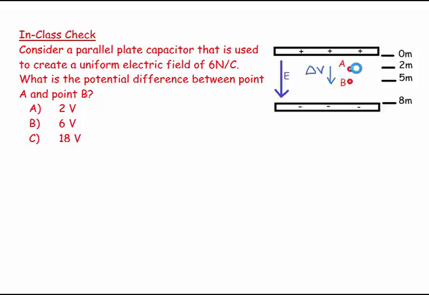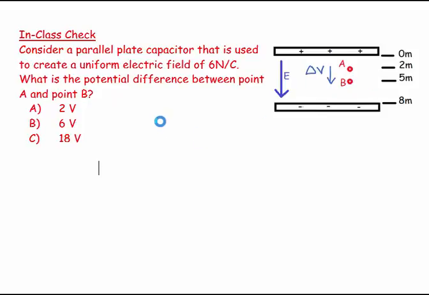So there's nothing moving, there's not a charge moving, it's just my interest that is moving. It's a bit like looking at a map and saying what's the difference in height between this point on the map and that point on the map. I'm saying what's the difference in potential between that point on the diagram and that point on the diagram.